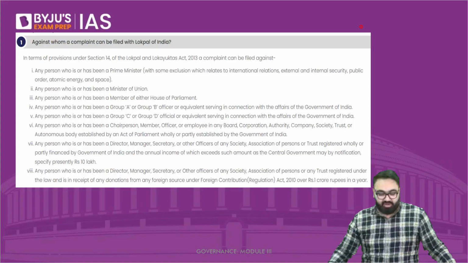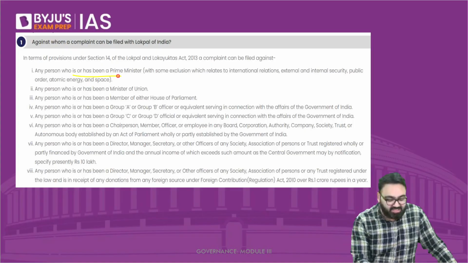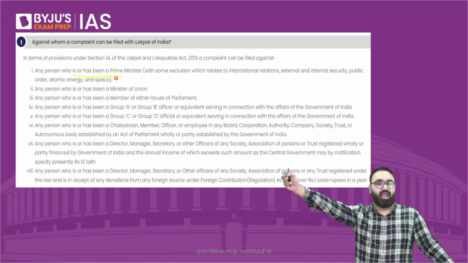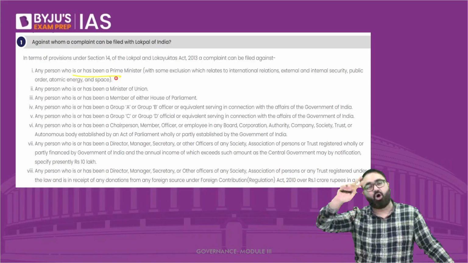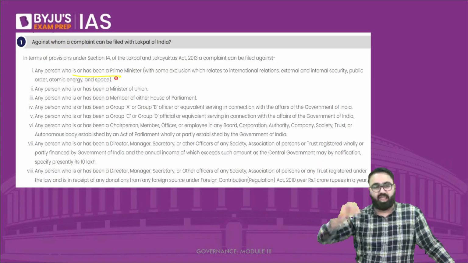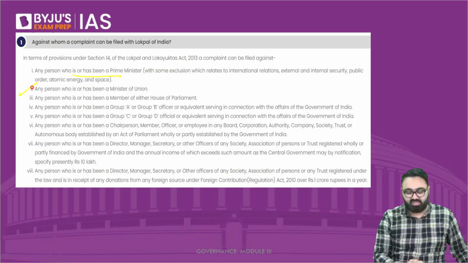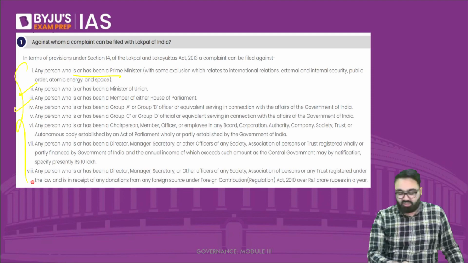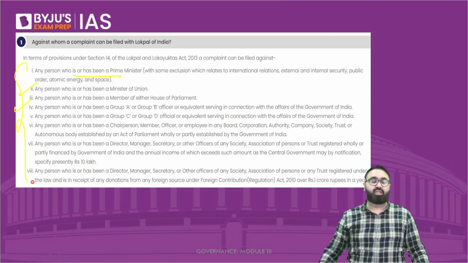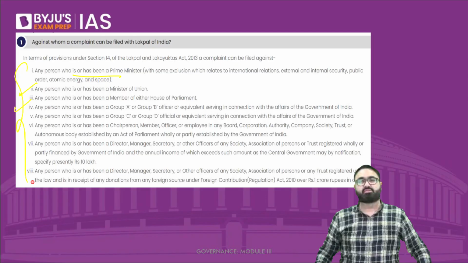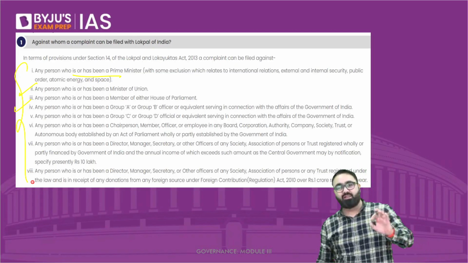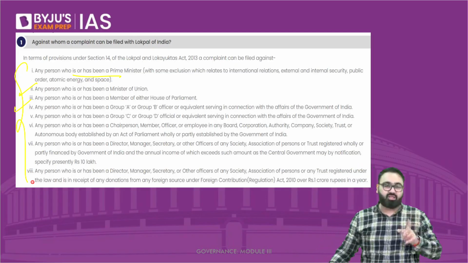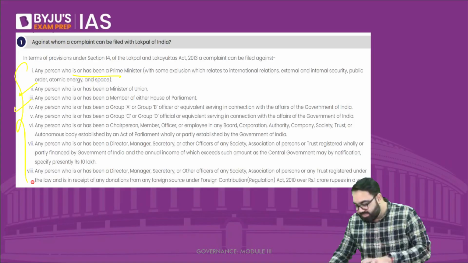So it tells you, for example, any person who is or who has been a prime minister. Any person who is a minister or was a minister. Any person who is or was a member of parliament. So it means that you can file a complaint even against those people who were at this post earlier, who are not at the post right now. Even against them, you can file a complaint.